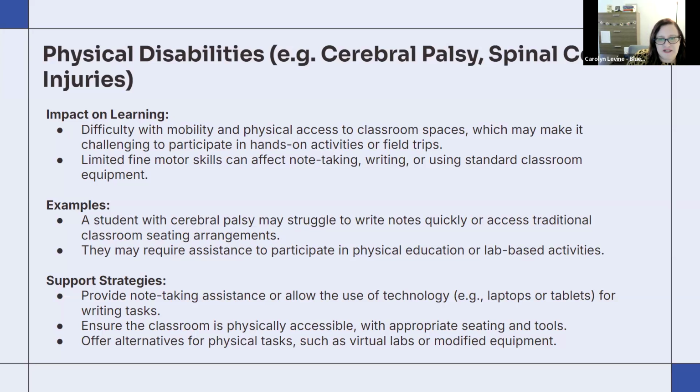Again, I don't think anyone's had any issues with making their classroom physically accessible. Y'all have done a great job with that. But if you do have a student that maybe struggles with the more physical tasks, having virtual labs or modified equipment is a great way to help them to be able to still participate and get the information while still meeting the criteria of the class.